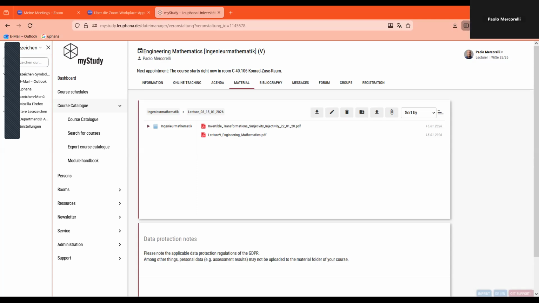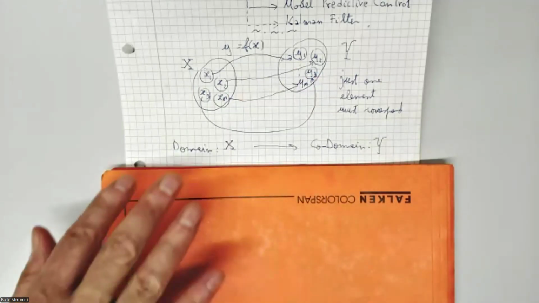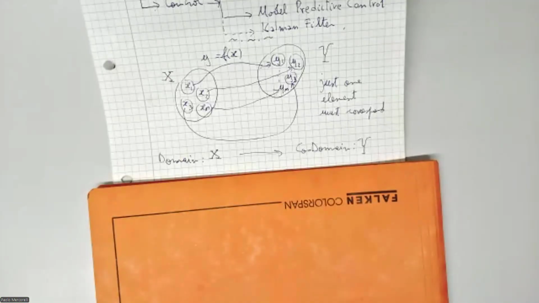Okay. Look at this picture. Here we have a graphical representation of a function. What is a function, or transformation? In our course, function and transformation are used as synonyms.